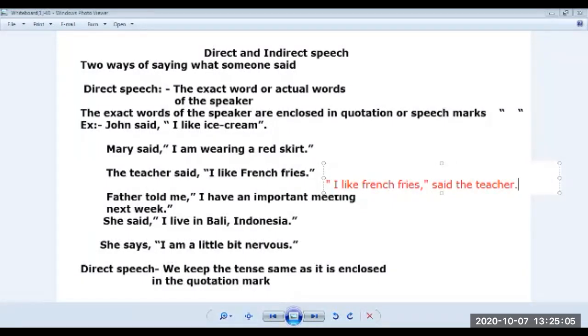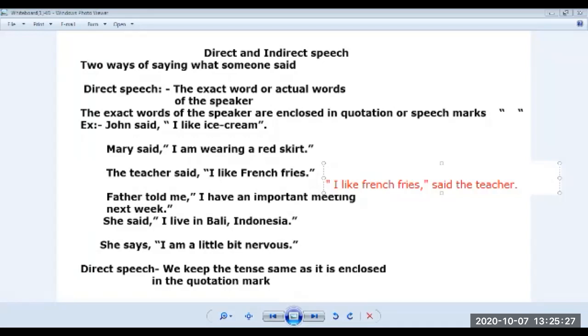Very good. An open quotation. Okay, I have an important meeting next week, and then said, father told me. Father, and then followed by father told me. Next sentence, please.